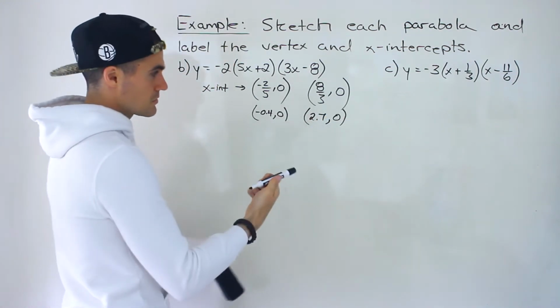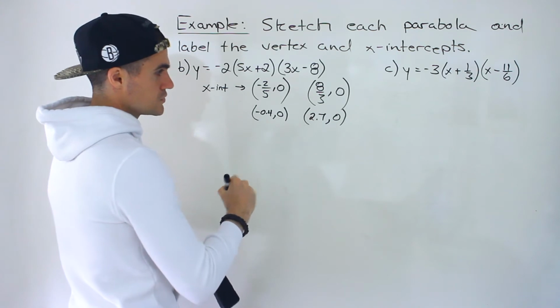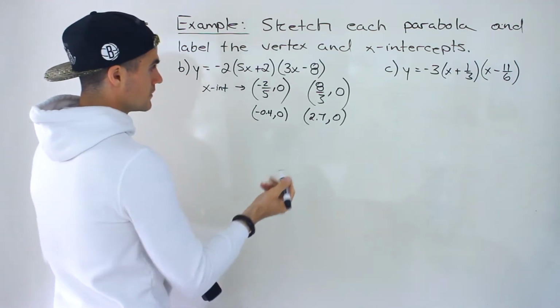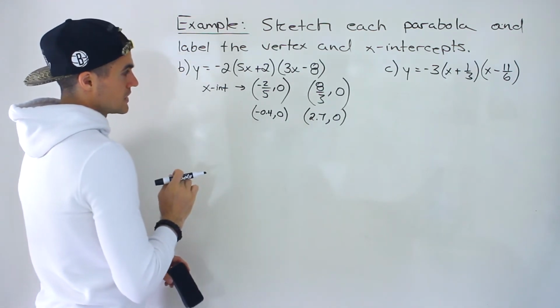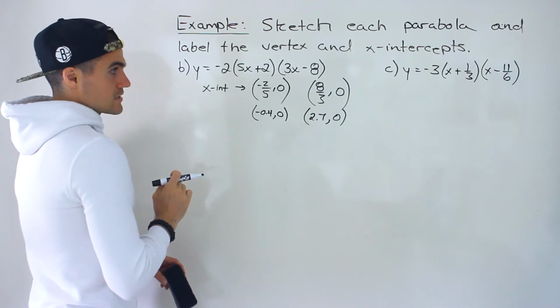You could round to 2 decimal places as well if you want, so it would be 2.67 then. I'll just round to one decimal place. So those are the x-intercepts.